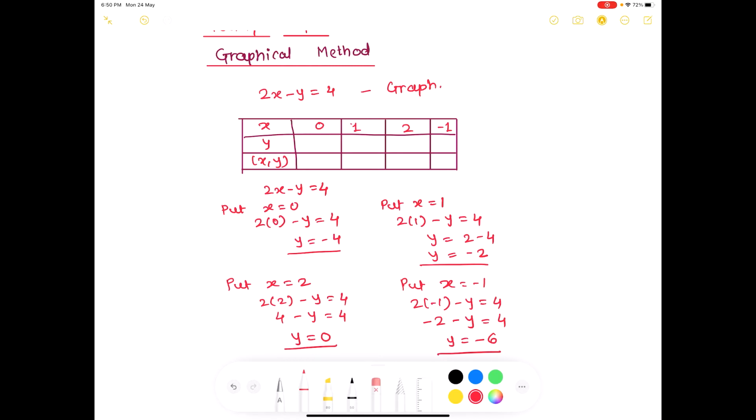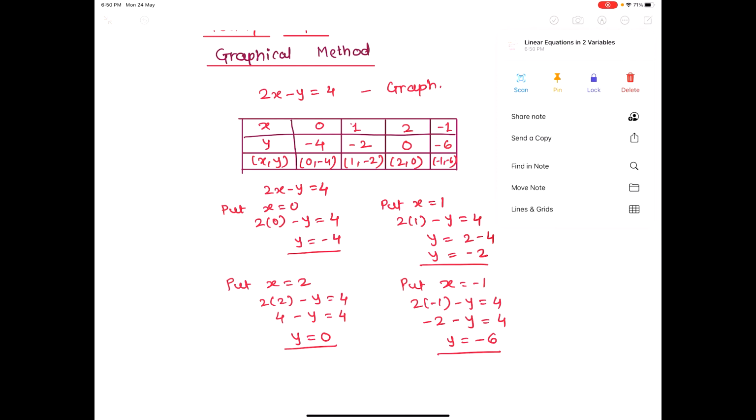Okay, then write down these points. My y coordinate will be minus 4, then minus 2. For x is equal to 2, it will be 0, and for minus 1, it will be minus 6. So 0 comma minus 4, 1 comma minus 2, 2 comma 0, and minus 1 comma minus 6. These are your coordinates or points you have got. Now next step is what? You have to draw the graph. Simple. Now how to draw the graph? I will show you.